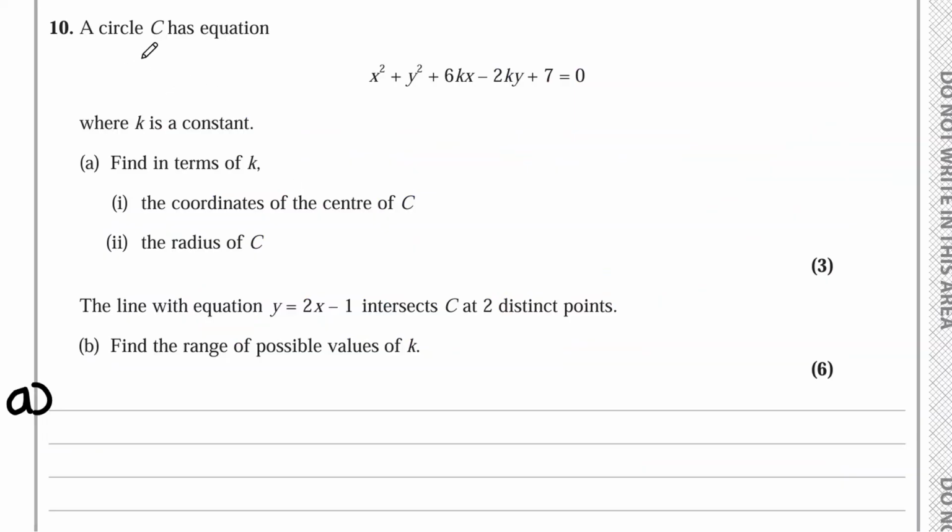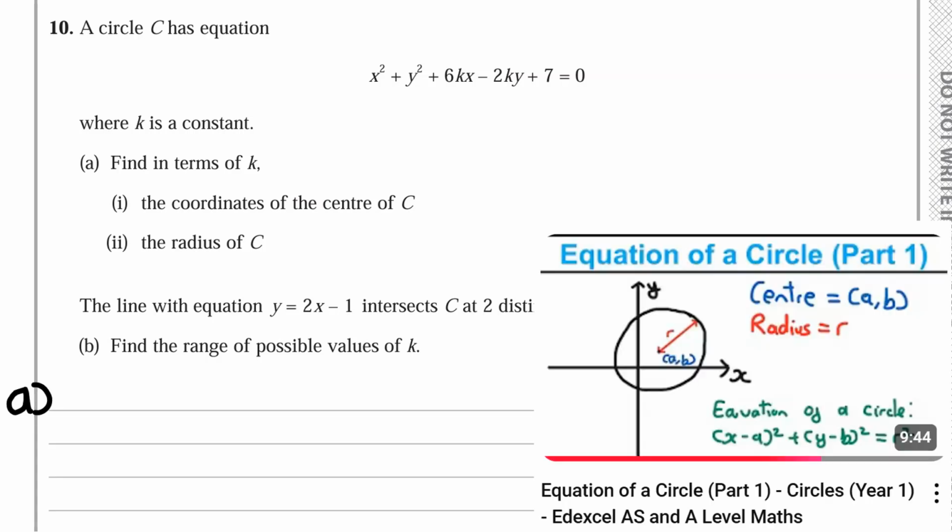Okay, so for question 10, we're told about a circle C that has this equation here, where k is a constant, so k is here and here. And for part a, we need to find, in terms of k, the coordinates of the center of the circle and the radius of the circle, and this is for 3 marks. Okay, so this is to do with year 1 chapter 6 content, to do with the equation of a circle.